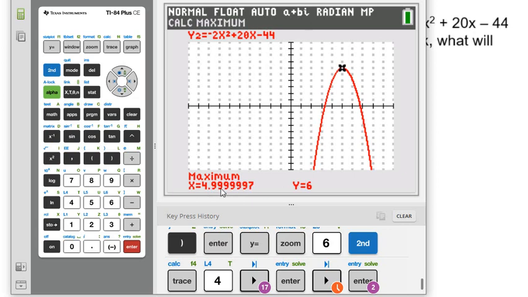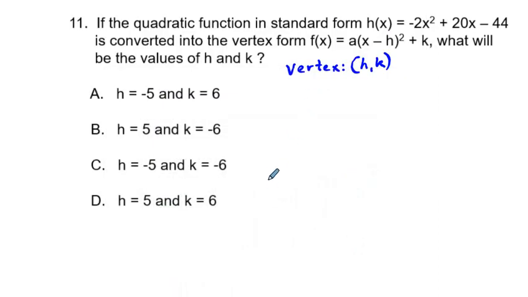This is 4.99999, which is like 3 ten-millionths off, so that's just the little rounding here. So in this case, we're going to have (5, 6). And what that tells you is that h is 5 and k is 6. Now you can also use completing the square to do this one, but to me, just graphing this and understanding what the role of h and k are.